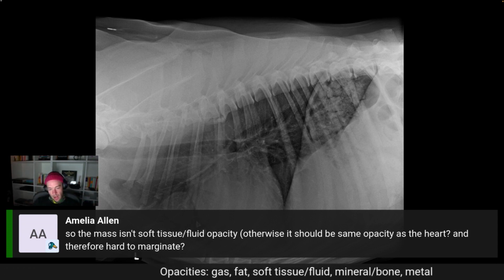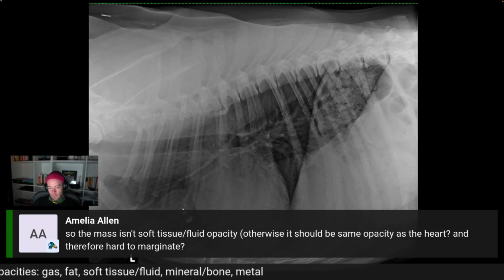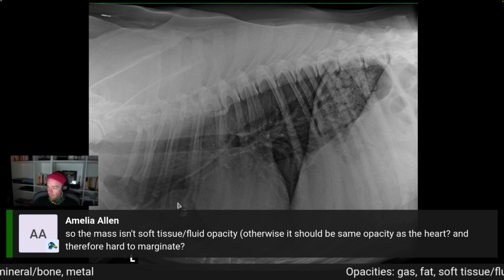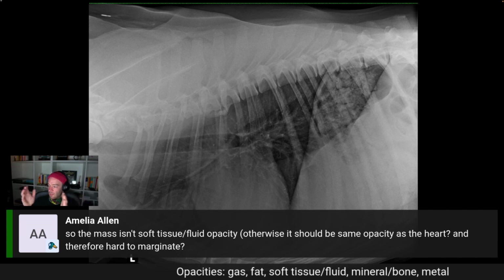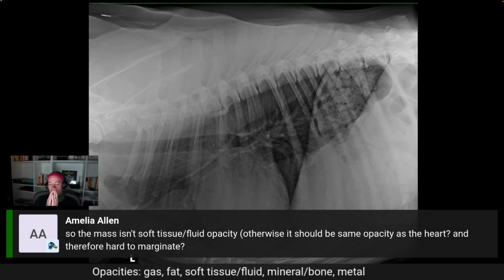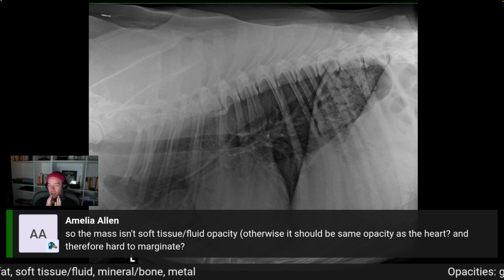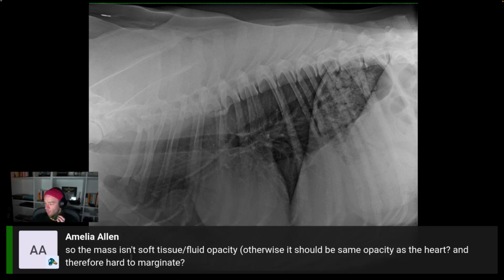But I think the reason that you can see this so well is because it is soft tissue and fluid opaque. If we're going to say that this is in the cranial mediastinum, which we think it is, it's surrounded by fat, and the fact that we can see it so well is because it's a different opacity from fat. If this was fat, I think it would be a little bit harder to tell.